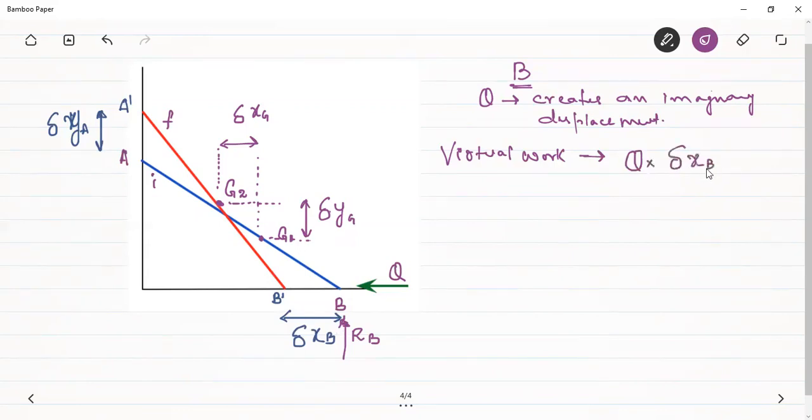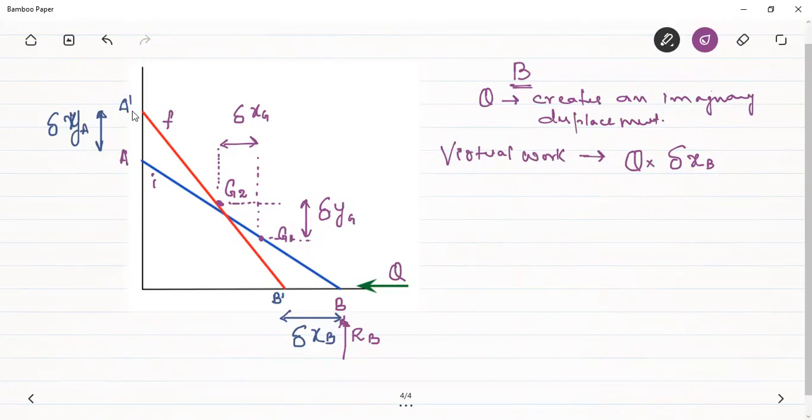So to differentiate the actual displacements from the virtual displacements, we use the term delta. The actual displacements will be represented by ds or dr, but the virtual displacements will be represented by delta x, delta r, delta y, or delta theta as well, okay, when we are talking about the rotational displacements. Okay, so this is the virtual work done by the force Q at the point B.